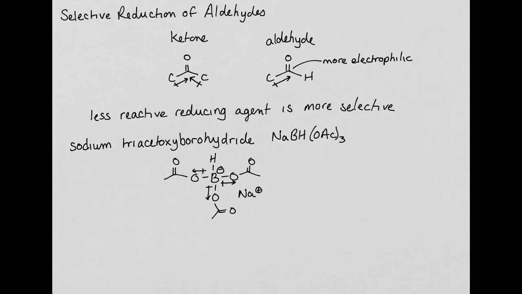Because it's a weaker hydride donor, it is therefore less reactive and will only react with the more electrophilic aldehyde and not the less electrophilic ketone. This allows us to use this reagent to reduce aldehydes in the presence of ketones. For example, if we treat this molecule with sodium triacetoxyborohydride in an alcohol solvent, just like we saw for sodium borohydride, we will see reduction only of the aldehyde, not the ketone.